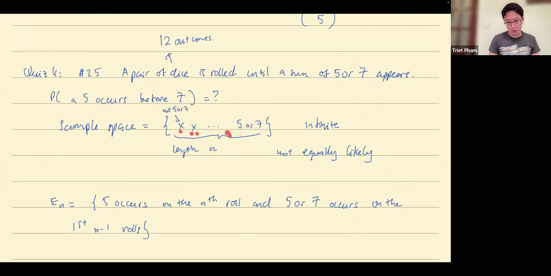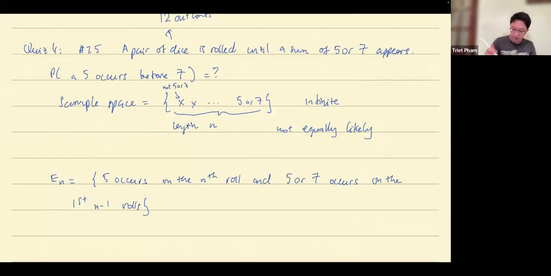So it's sort of like a sub-event of this. Here you look at all tosses where 5 or 7 occurs. Not exactly a sub-event, but here there are 2 possibilities: x, 5 and x, 7. So the 5 or 7 here is a lazy way to write that. Now, En is the ones that end in the 5, because then the 5 will occur before a 7. Is that okay? And then the event we're interested in, the probability we're interested in, is the probability of the union of En from 1 to infinity.